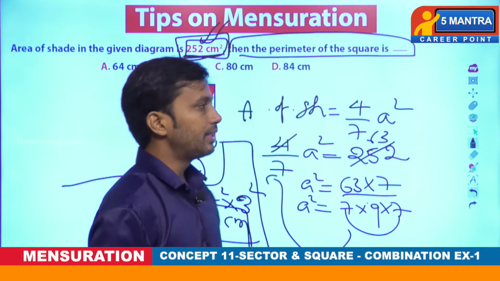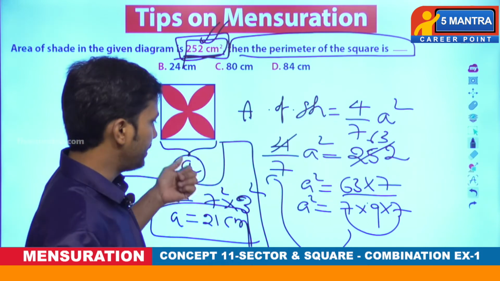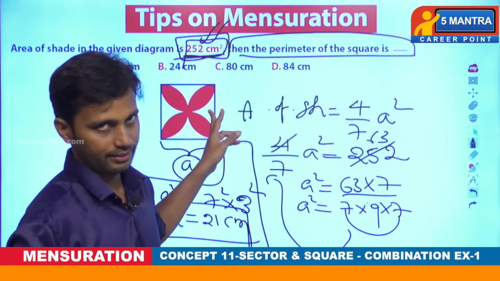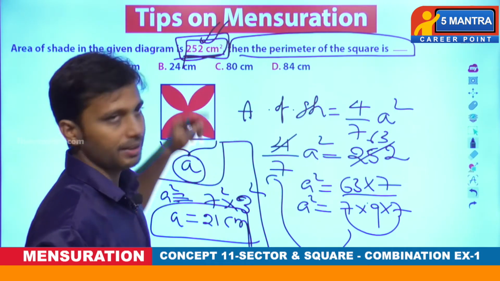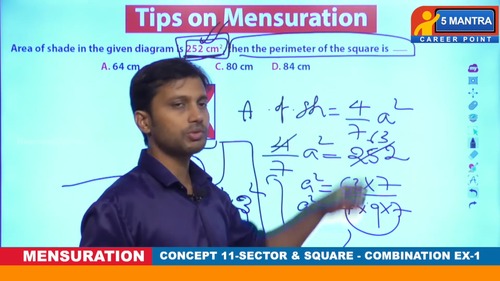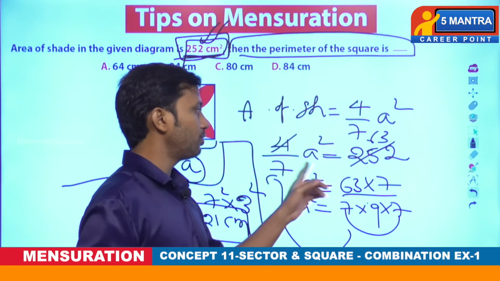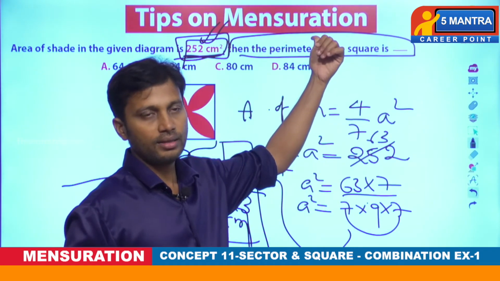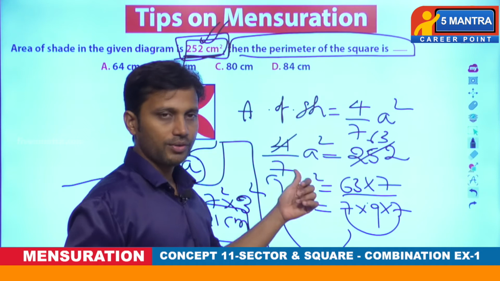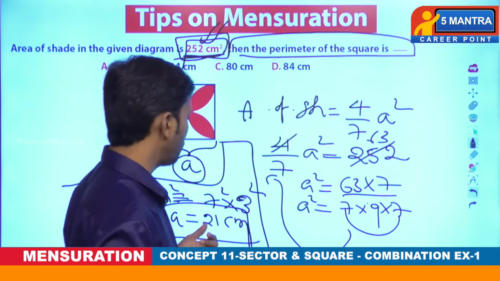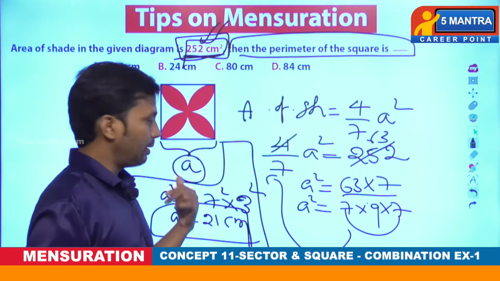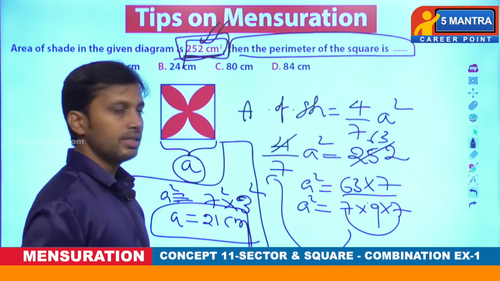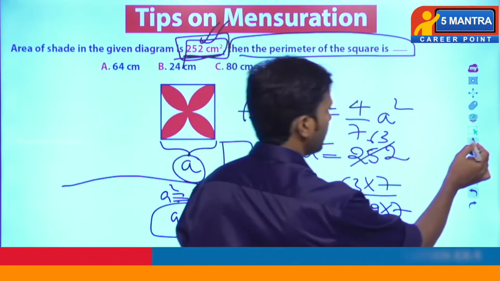What we did: if side is A, we took the area of the shade, that is this flower colored shape, as 4 by 7 A square, and we equated that value to 252, which is given as the flower shade area. After doing the simplification, we could find the side of the square. That is how much? 21 centimeters. So let's do the next.